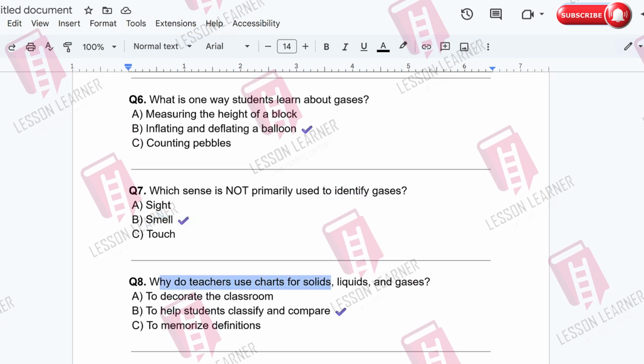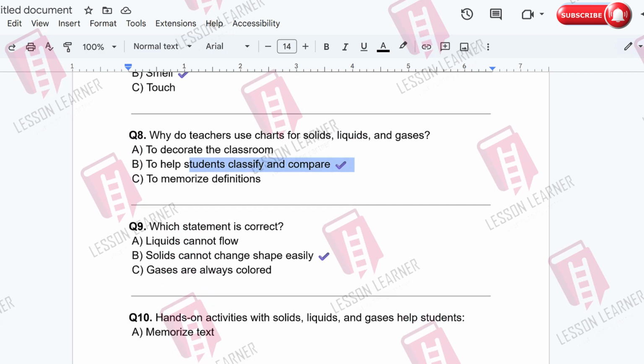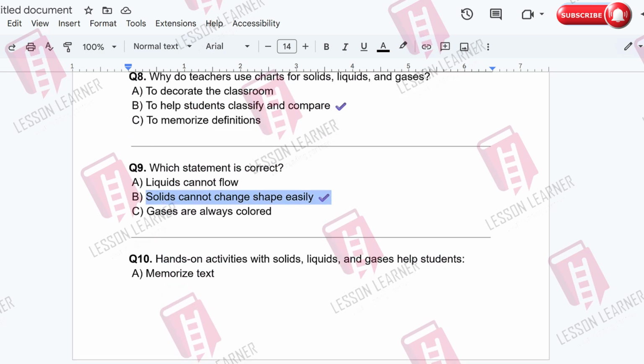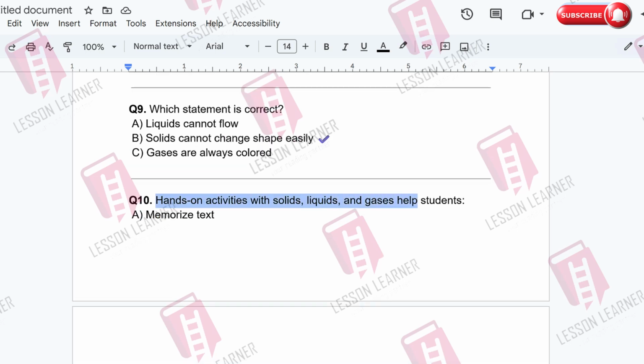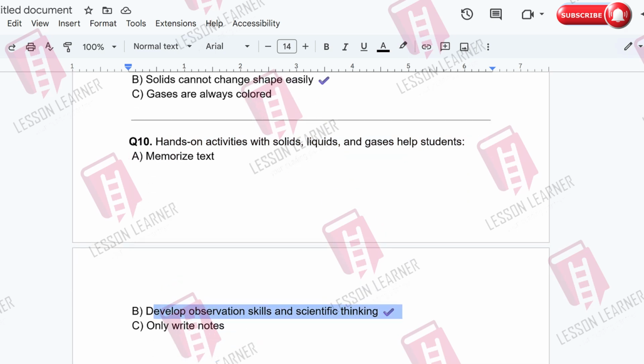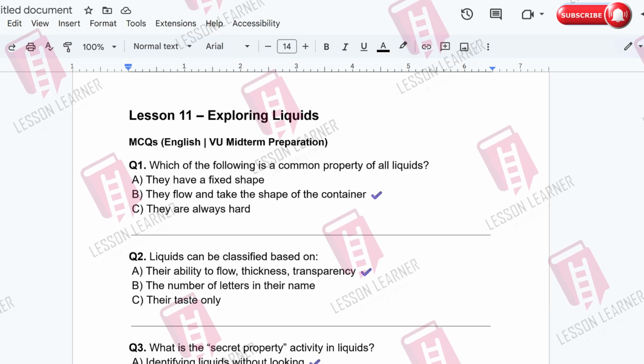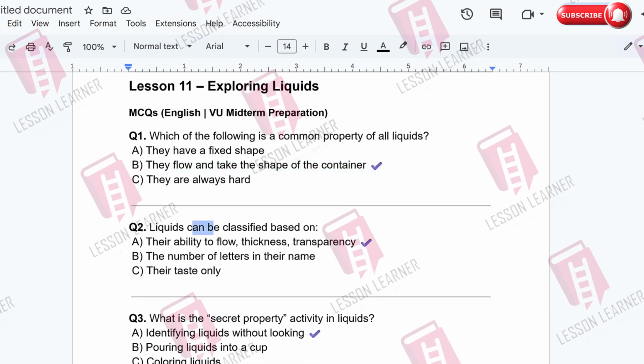Why do teachers use charts for solids, liquids, and gases? To help students classify and compare. Which statement is correct? Solids cannot change shape easily. Hands on activities on solids, liquids, and gases help the student develop observation skills and scientific thinking. Which of the following is a common property of all liquids? They flow and take the shape of the container.